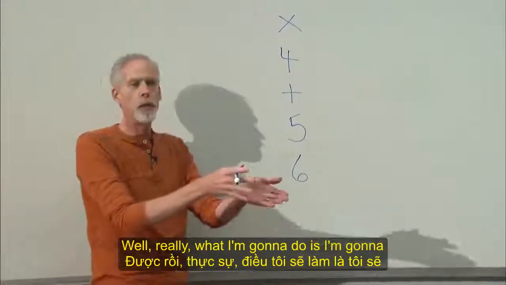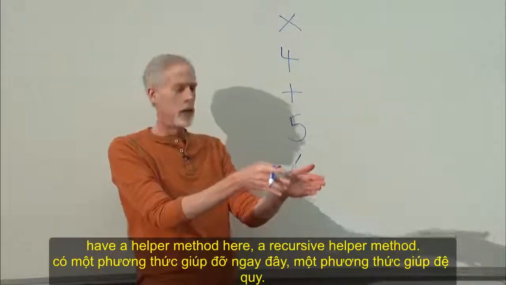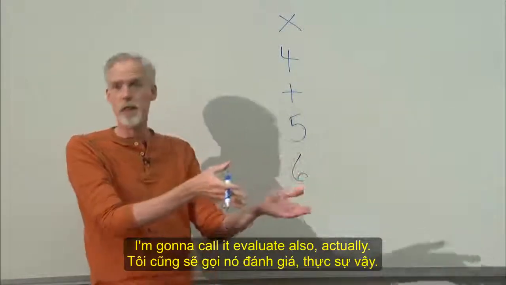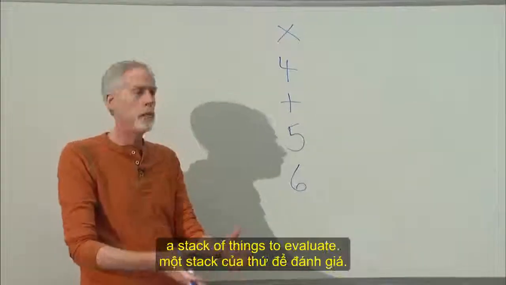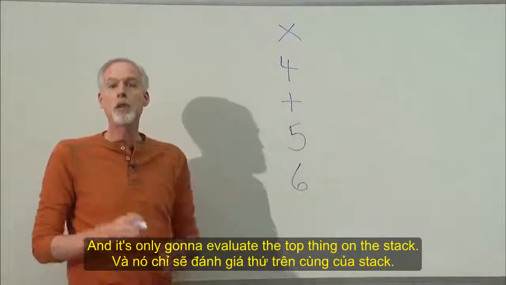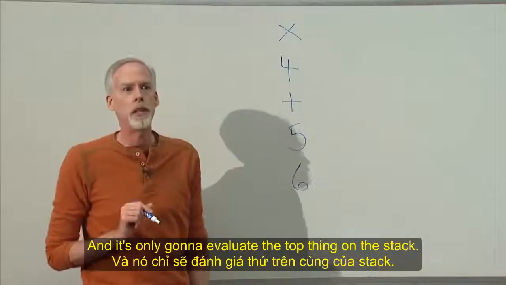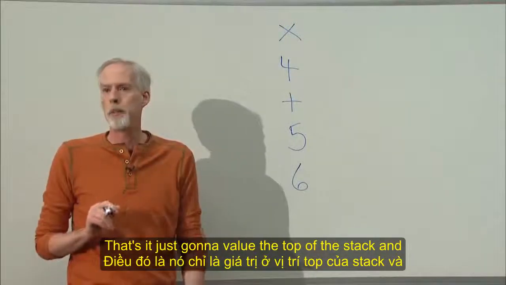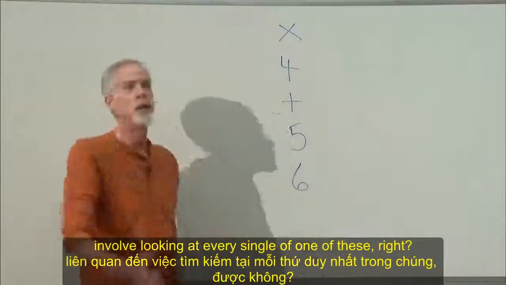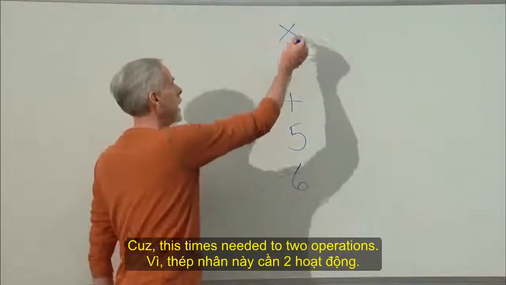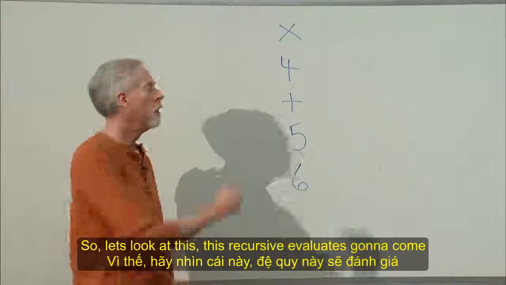Well, really, what I'm going to do is I'm going to have a helper method here, a recursive helper method. I'm going to call it evaluate also, actually. And it's going to take a stack as an argument, a stack of things to evaluate, and it's only going to evaluate the top thing on the stack. That's it. It's just going to evaluate the top thing on the stack and return it. But the top thing on the stack might involve looking at every single one of these, right? Because this times needs its two operands. So let's look at this.